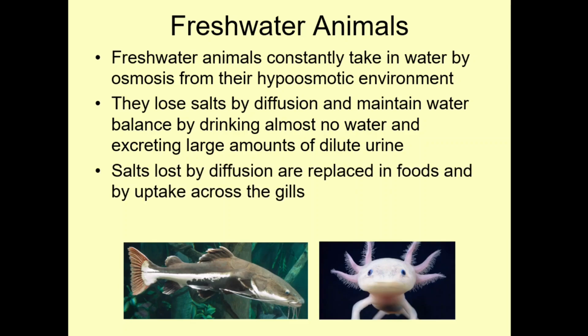The salts that they lose through diffusion and in their urine, they are replacing in their food, so they are getting solutes in their foods, but they also have the same specialized cells in their gills that marine fish have, but they just work in the opposite direction. So whereas marine fish use active transport to get rid of salts, freshwater fish do the opposite. So they use active transport to pump salts from the water into their bodies. So they're still using active transport, they're just doing it in the opposite direction.